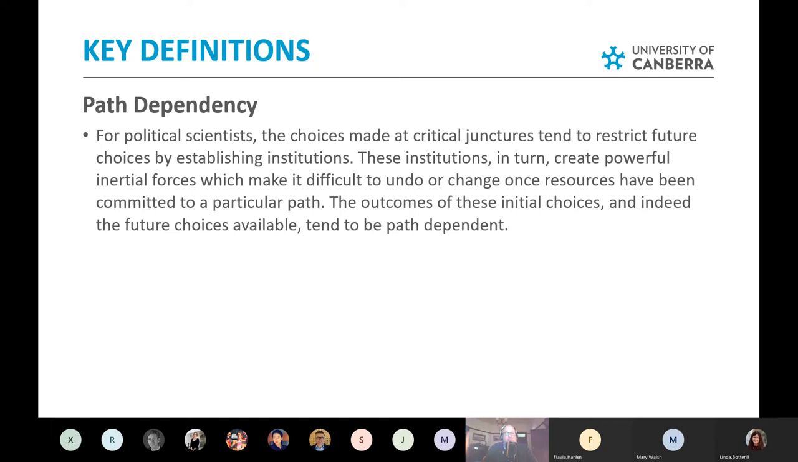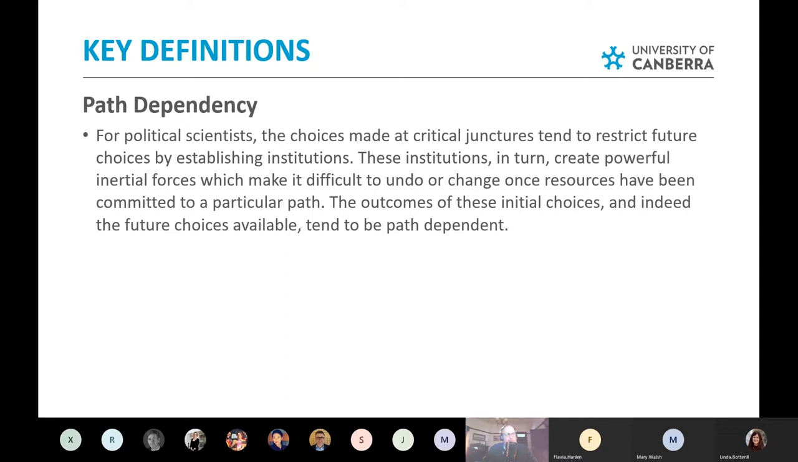So these institutions become these powerful inertial forces which make it difficult to undo or change, particularly once resources have been committed to a particular path, but also when behaviours have gathered around that.